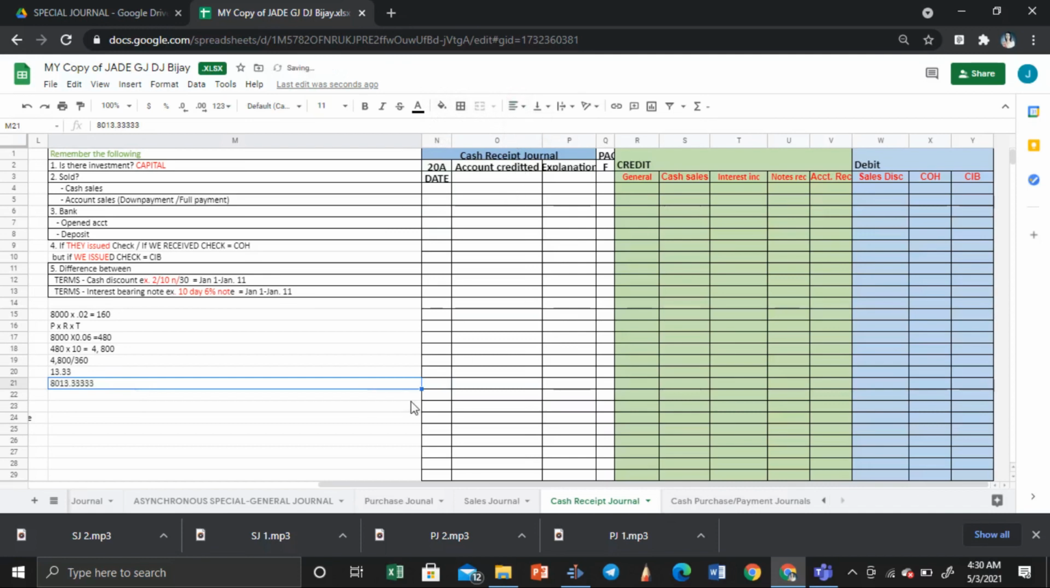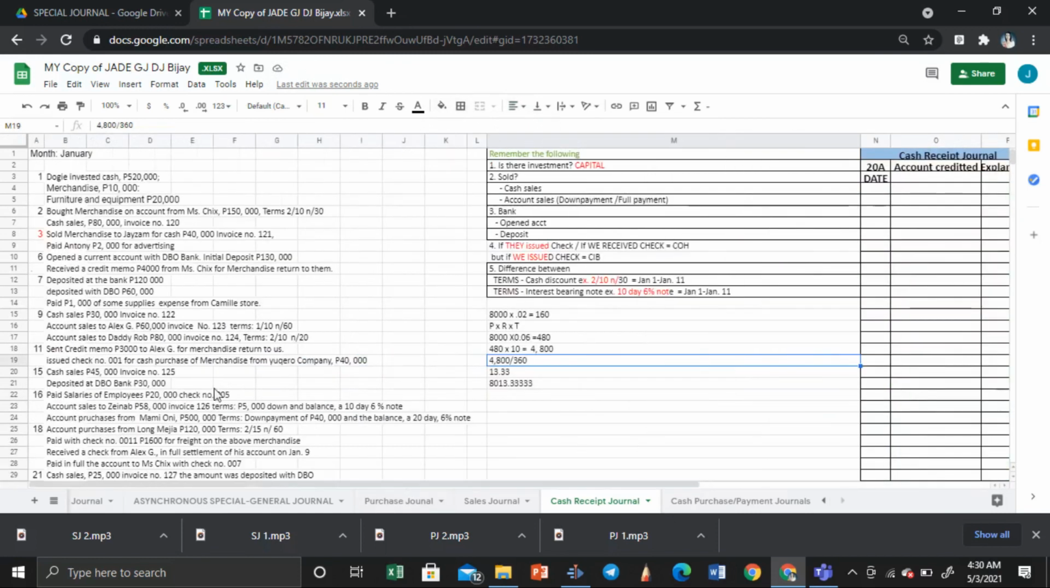Align lang din natin. Ayan ay sample lang naman, pero along the way, pwede natin siya ma-encounter dito kay cash receipt journal. So, the first thing we have to do is, meron din dito mga terms within January 1 to January 11. Ibig sabihin, magka-count ka. Mag-start ka ng bilang January 1, January 2, di ba? 2, 3, 4, 5, 6. So, hanggang January 11, pasok siya.